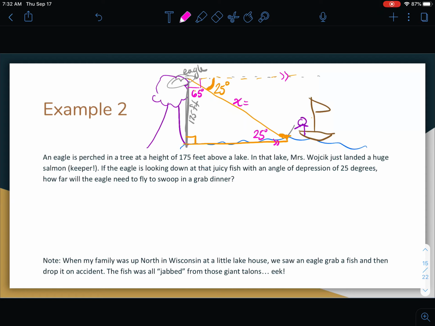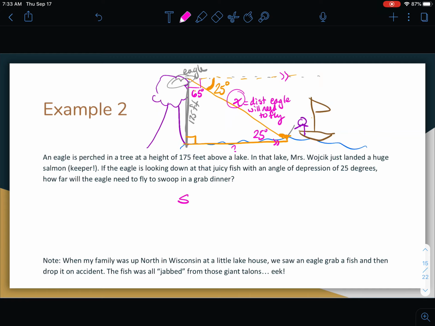Okay, here is my goal. X equals the distance the eagle will need to fly. Okay, we don't know this, but we don't really care. And we already have the height the eagle is above the lake. So let's go ahead and try to set this up. We have two angles to choose from. Does not matter which angle you use, but we do need to include this hypotenuse. So we're saying we want either sine or cosine.